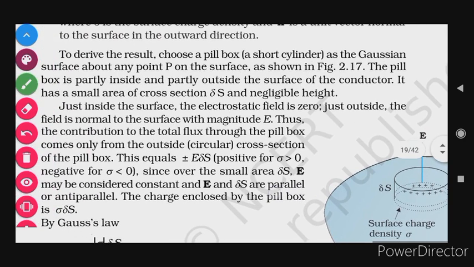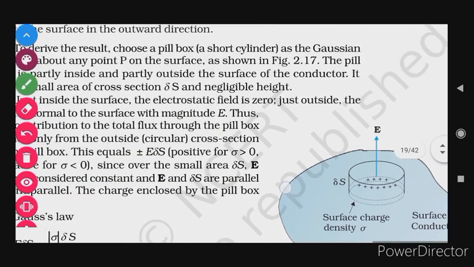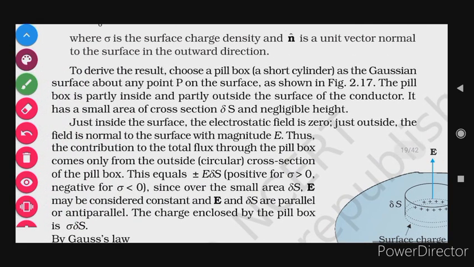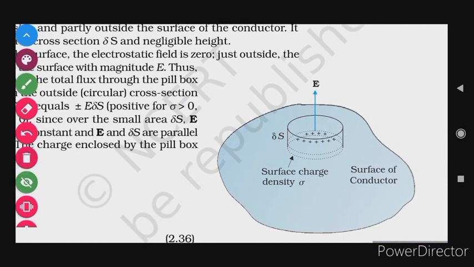The pillbox is partly inside and partly outside the surface of the conductor. So remember, some part of this pillbox is outside the conductor and some part is inside. Now it has a small area of cross section del S and negligible height. This area is very small, and its height is negligible. Why have we taken negligible height? If the height were not negligible, the point where we are finding the electric field would be outside the surface. But we are concerned with finding the electric field at the surface, so we take negligible height.